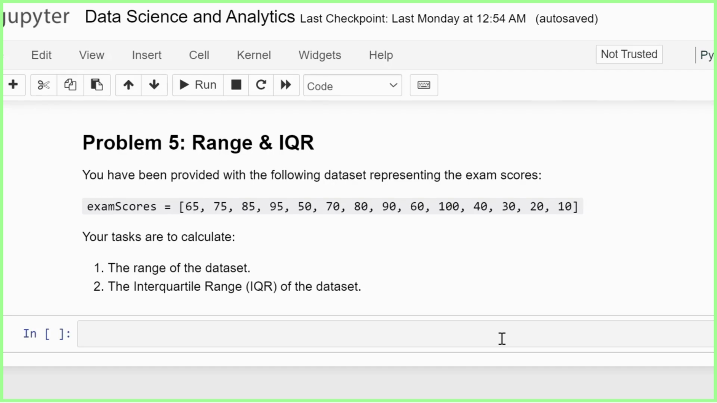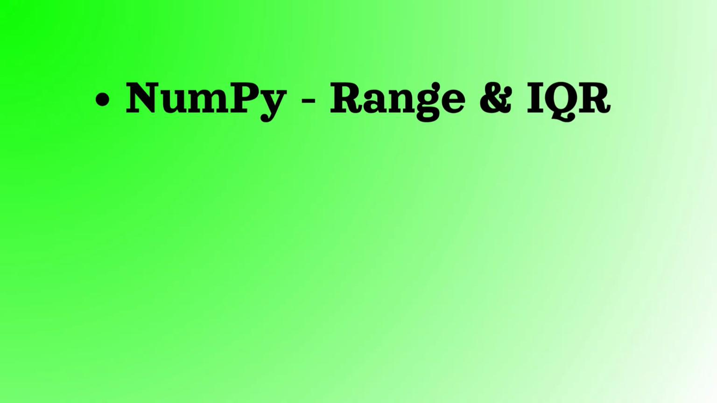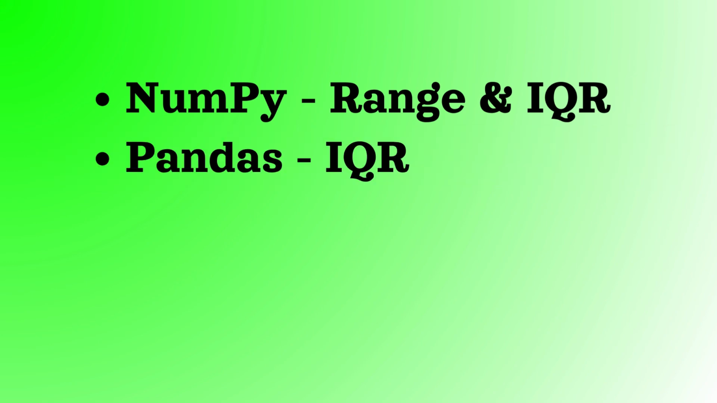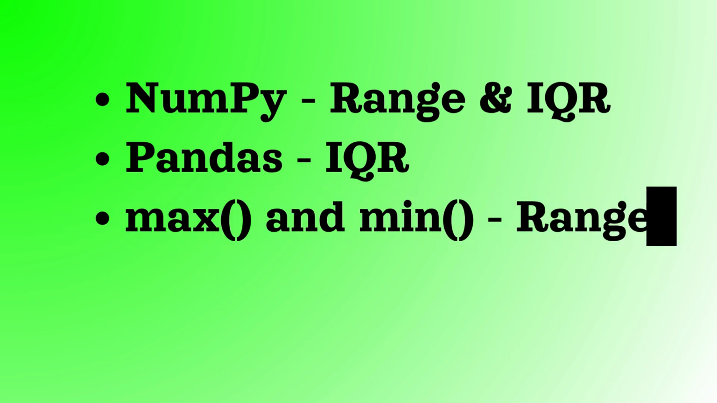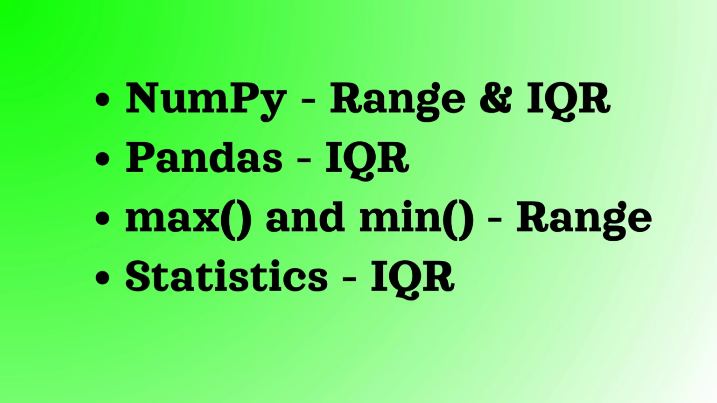We have been provided the following dataset representing the exam scores. Our tasks are to calculate the range of the dataset and the interquartile range or IQR of the dataset. We'll solve this problem using three different methods. First, we'll use NumPy to calculate both range and IQR. In the second approach, we'll use Pandas. And finally, in the third approach, we'll find the range using Python's built-in max and min methods. And to calculate the IQR, we'll take a small help of the statistics library to make it easier.